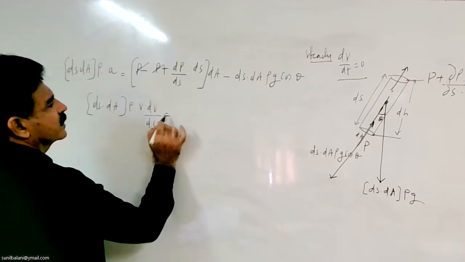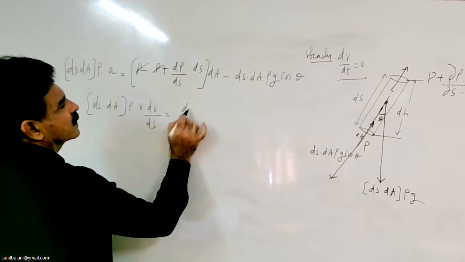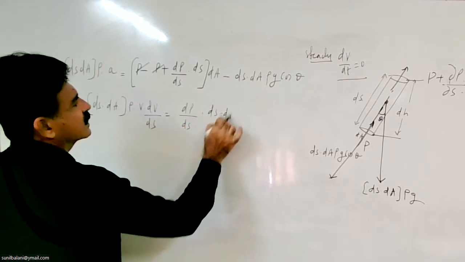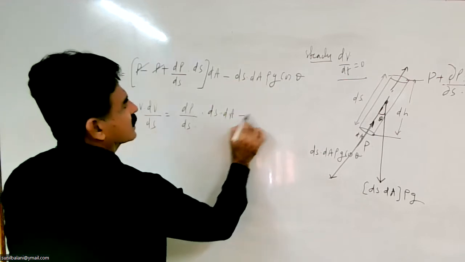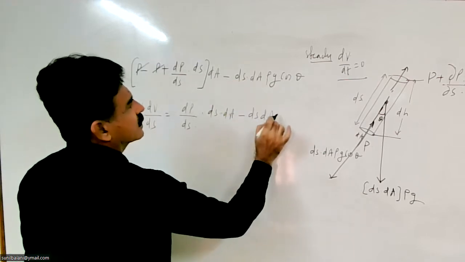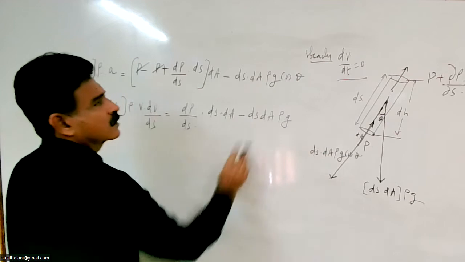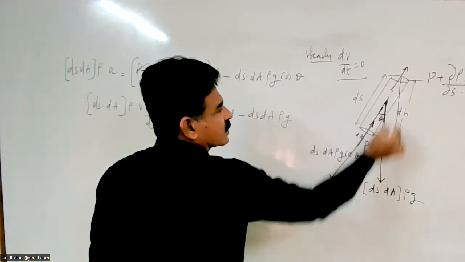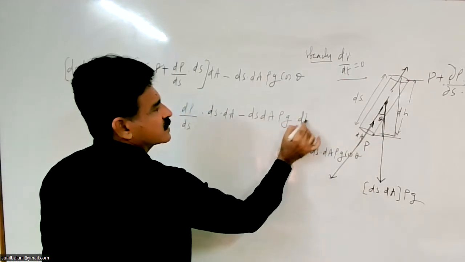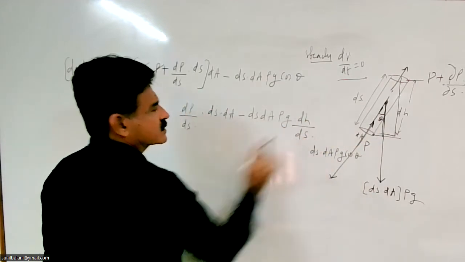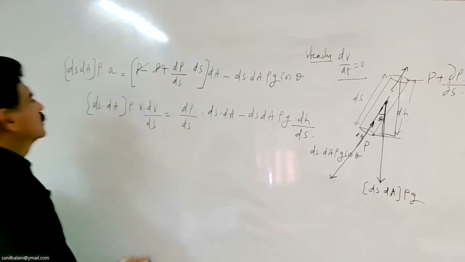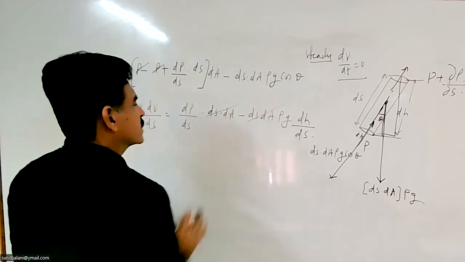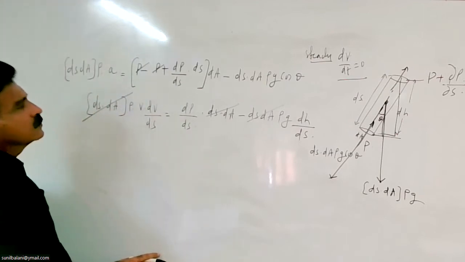This term here will be equal to dp by ds dA. This term will be minus ds dA rho g cos theta. Cos theta can be written from this triangle. I can take the cos theta, that you can see is dh by ds. Okay, no problem. Now I can lose this ds dA, this ds dA and this ds dA. That is simple to see how.